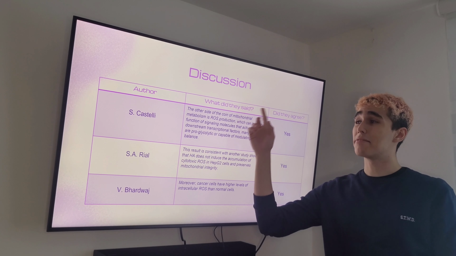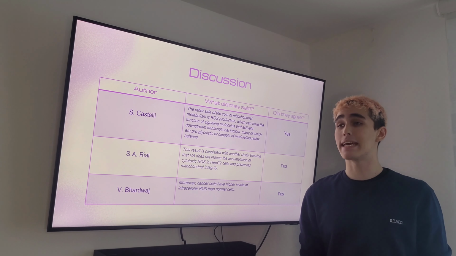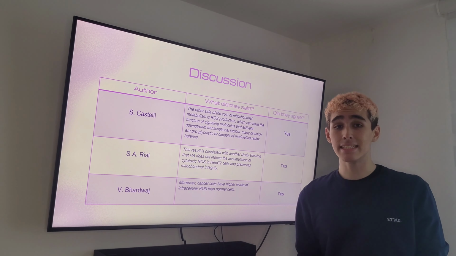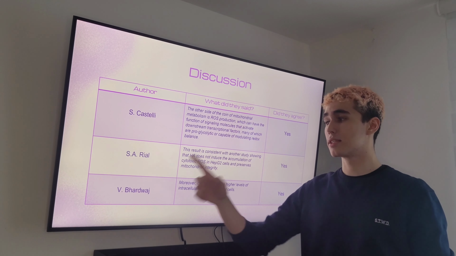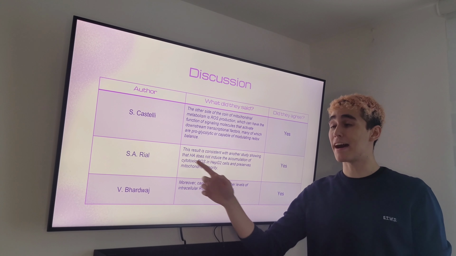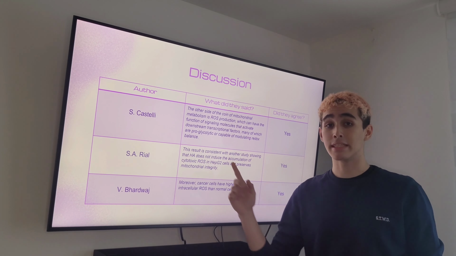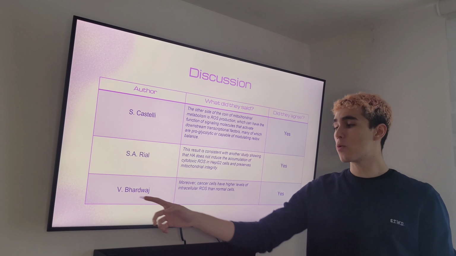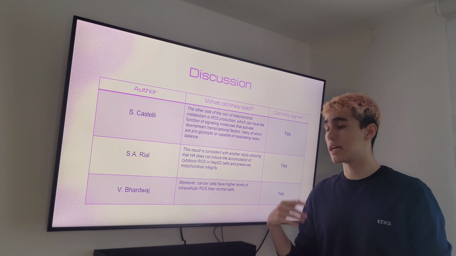In the discussion, we have three authors who agreed with the hypothesis of the project. Castelli said the rust production indeed induces the proliferation in some cancer cells. Ryall says that the fatty acid concentration does not induce the accumulation of rust in the HepG2 cells, and Barwak says that cancer cells have more intracellular rust than normal cells.